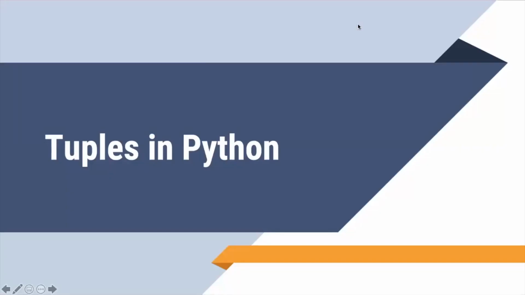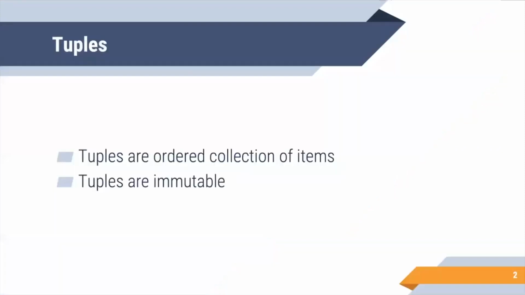In today's session, we'll discuss the tuples data structure of Python. Tuples are ordered collections of items, and tuples are immutable. So once a tuple is created, we cannot change the individual items of a tuple. Let's have a look into some code to get a better understanding of how to create tuples and how to work with them.